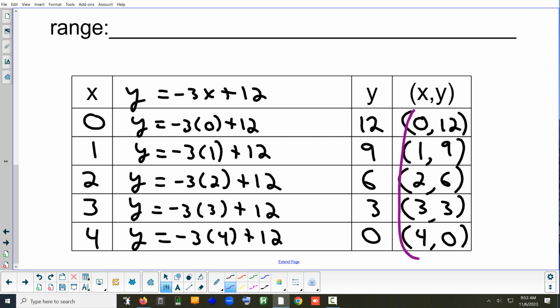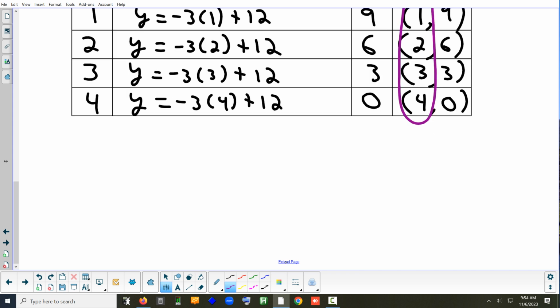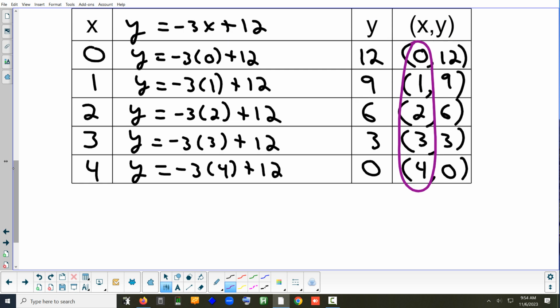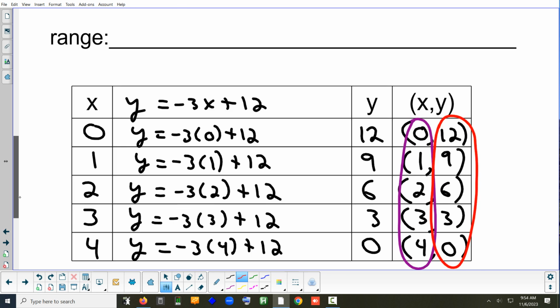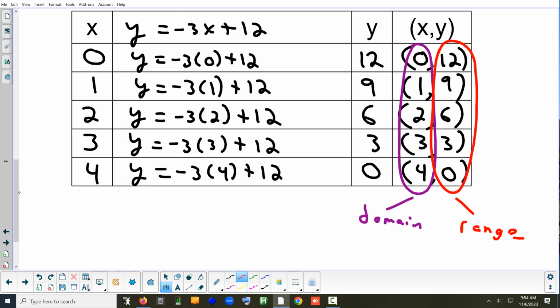So those ones that I just circled in purple, what is that? That is your independent, the x. That's the domain. And what about the ones that I just circled in red? That's the dependent, that's the y, or in this problem they called it the range. I know we didn't write domain and range on the line, I just circled it. But you can't take another sip because you don't have anything left. Okay, it's empty.